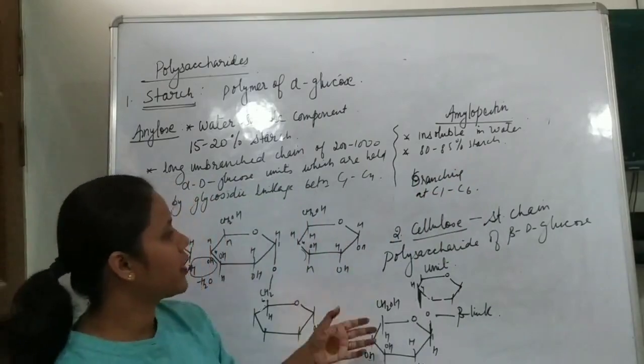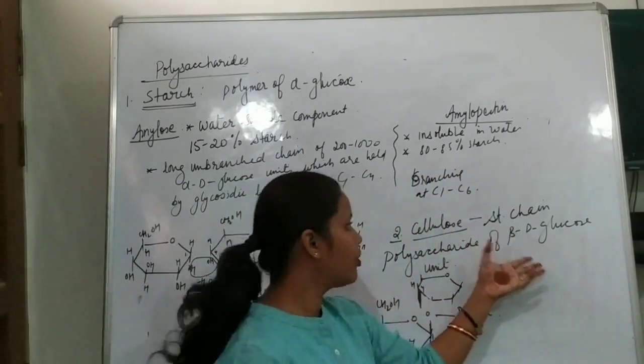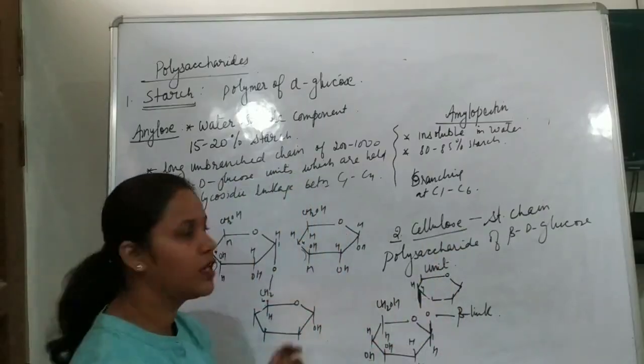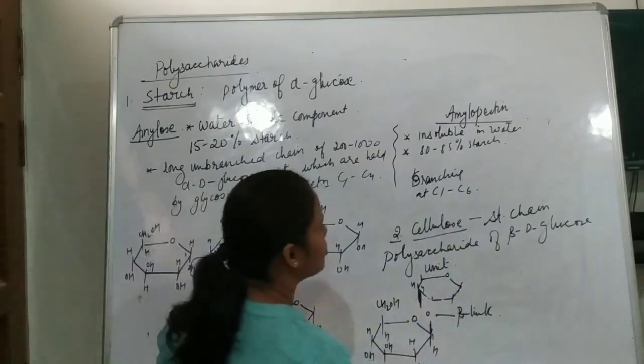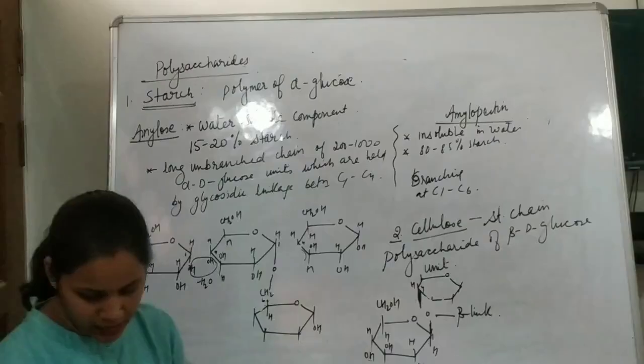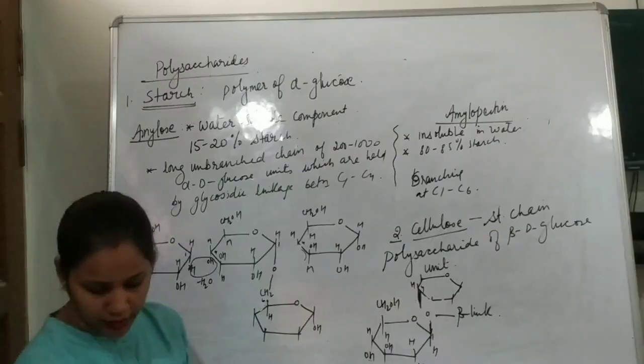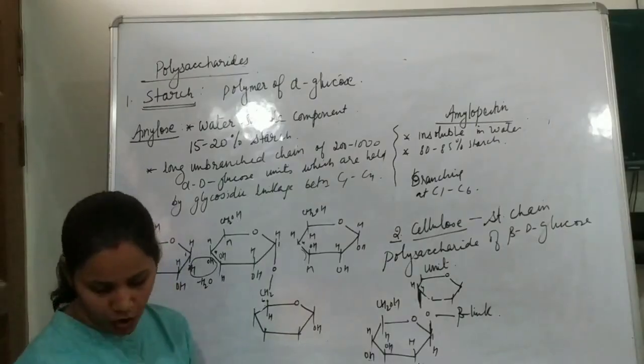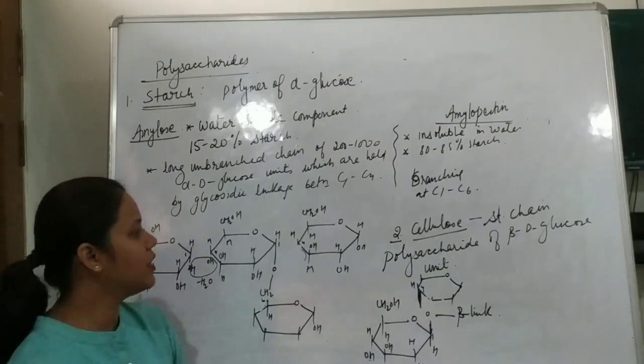Cellulose is again a straight chain polysaccharide of beta D glucose having beta links. The third one is glycogen, which is the carbohydrate that is stored in the animal body. Also, it is known as animal starch.